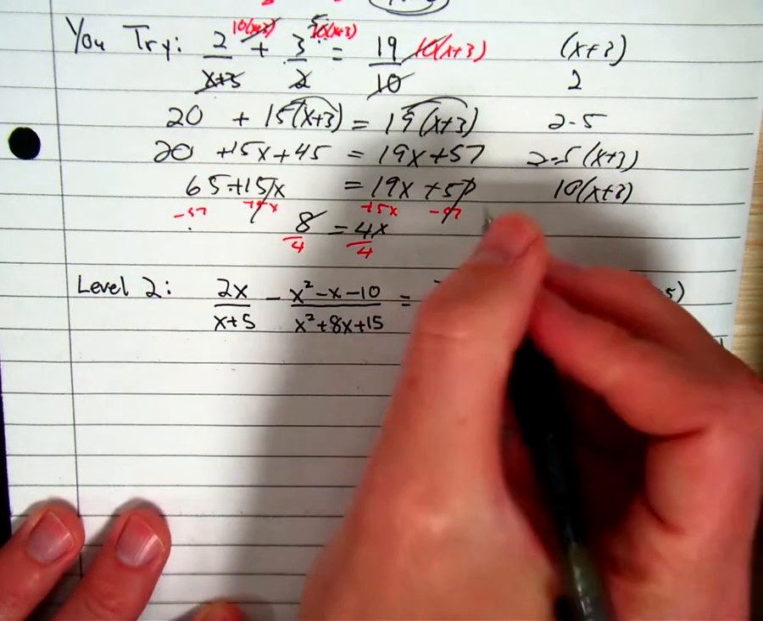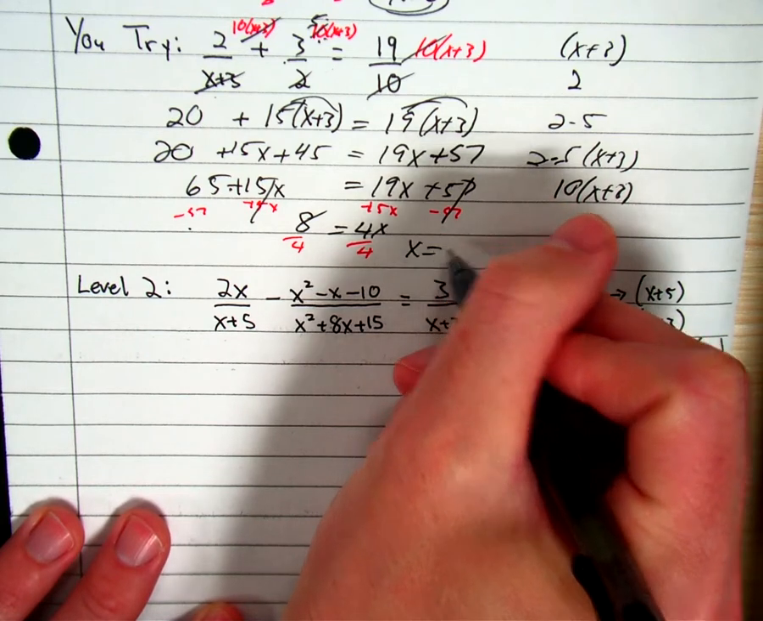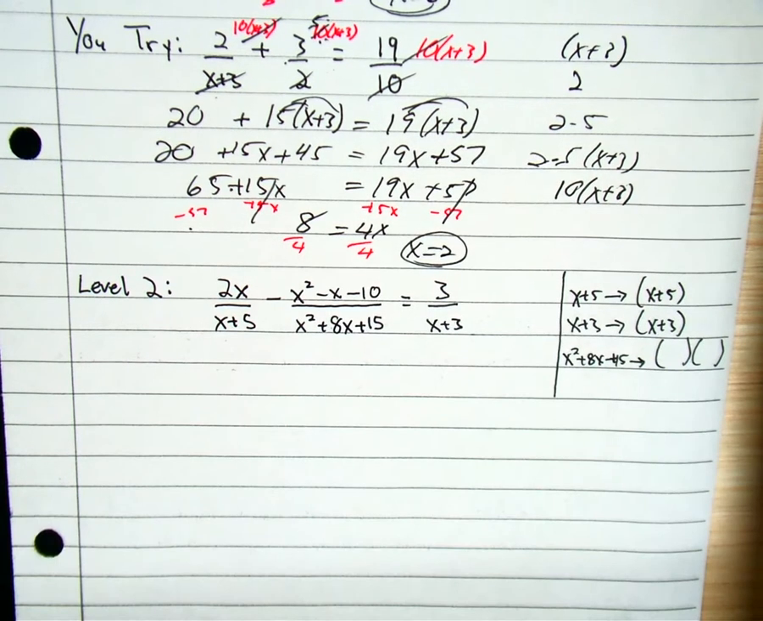And when we divide by 4, x is 2. Alright, hopefully we all got x equals 2. Okay. Time to crank it up a notch.